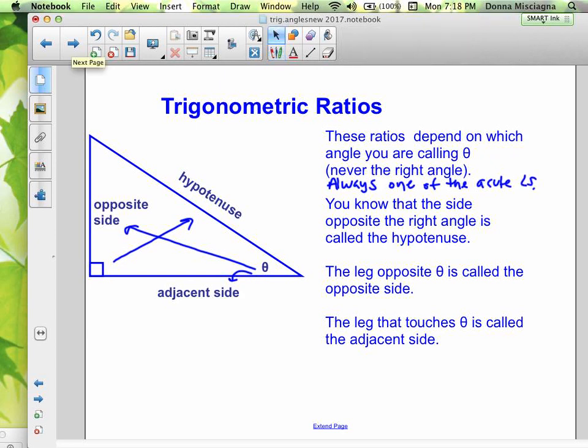All right, so you know the side opposite the right angle is called the hypotenuse. The leg opposite theta is called the opposite side. Makes sense. We learned this last year. And the leg that touches theta is called the adjacent side. So if that's theta, there we have labeled the hypotenuse, opposite side, and adjacent side. So we're going to do a little review of just those vocabulary words.